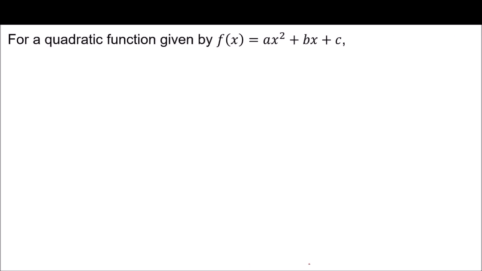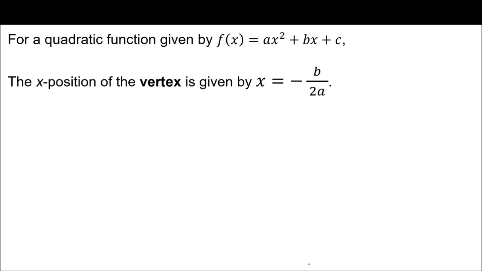So, recap of quadratic equations or quadratic functions. So first off, for a quadratic function given by f of x equals ax squared plus bx plus c, the x position of the vertex is given by x equals negative b over 2a. So first off, remember the vertex of a quadratic function is like the topmost point, and this formula gives you the horizontal position of that point. Of course, parabolas can look like this as well, and so then the vertex would be like the bottommost point.